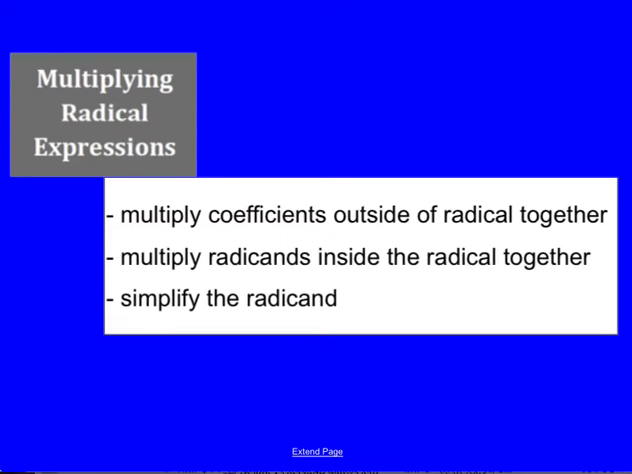Alrighty, so let's go ahead and take a look now at multiplying radical expressions. When you multiply radical expressions, here's what you're going to do. You're going to multiply the coefficients on the outside of the radical together, and then you're going to multiply the radicands underneath the radical. So that number that's underneath the radical, you're going to multiply those together. Then you want to simplify everything so that you don't have any perfect squares left underneath the radical. So go ahead and get that written down, and I am going to move on to number 7.